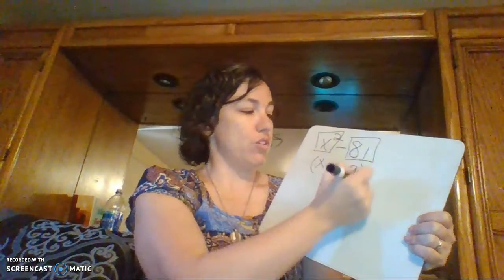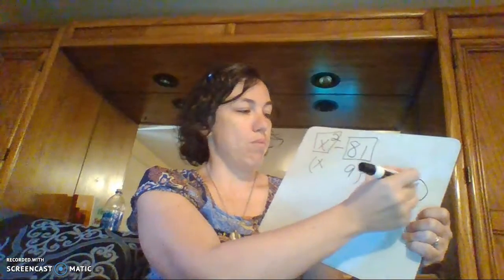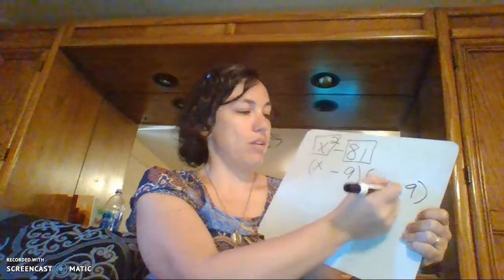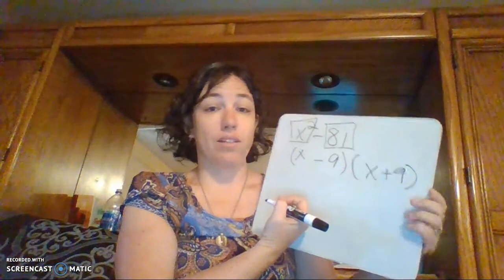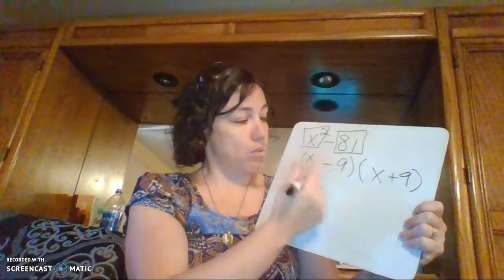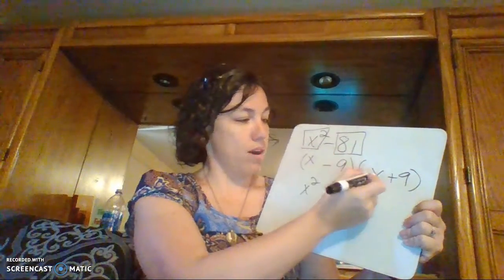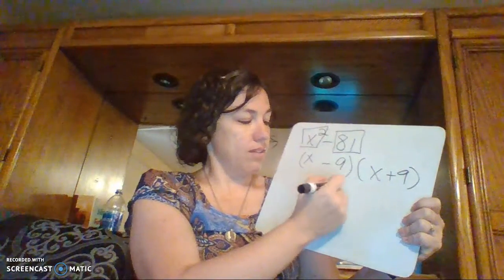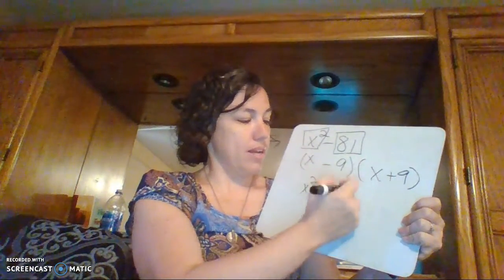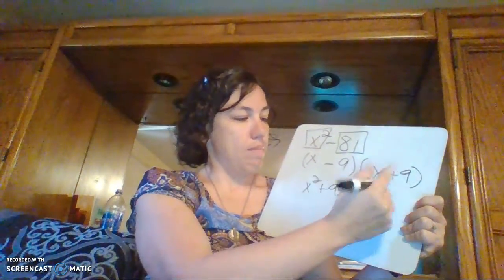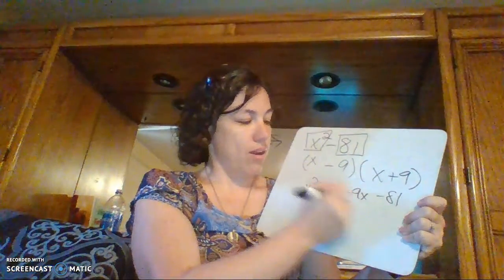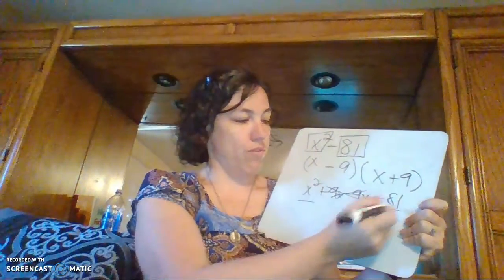Basically what you're doing is you're putting them both in parentheses, and you add 9 in one and subtract 9 in the other. That's basically all this is. Because when you multiply this out, this would be x squared plus 9x minus 9x minus 81. These cross-cancel and you're stuck with just the first and last.